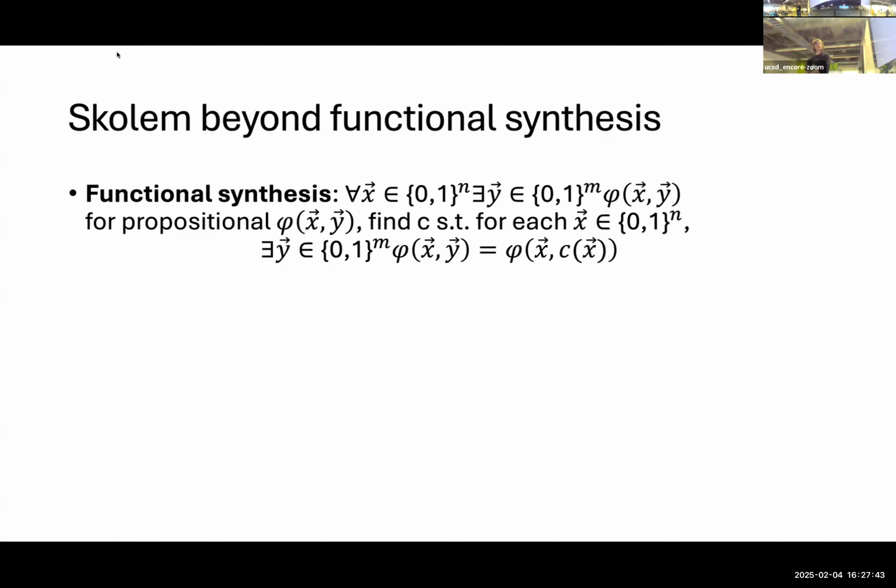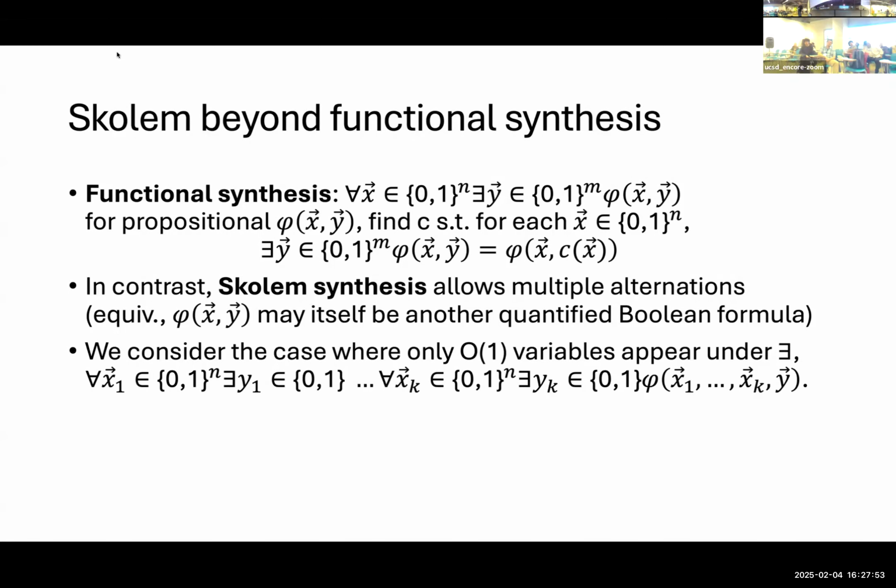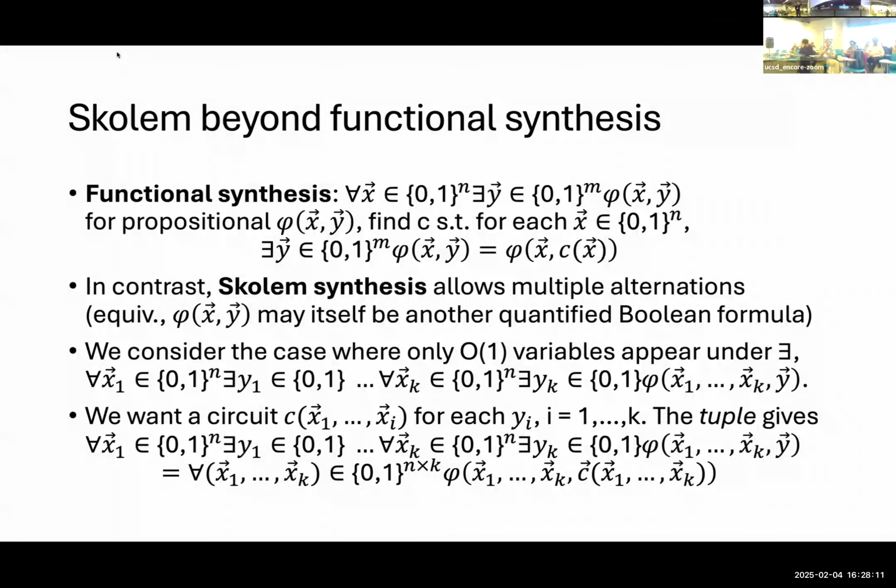Remember, up till now, we were just focused on a single alternation where this was a propositional formula. And in Skolem synthesis, there are multiple alternations. I'm going to consider the case where there's only a small number of variables under the existential quantifiers. So you can think of it like this: there's a constant number of alternations, and each time the existential player does one bit. Now I want a tuple of circuits for the player strategy.